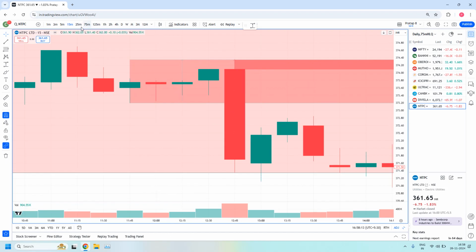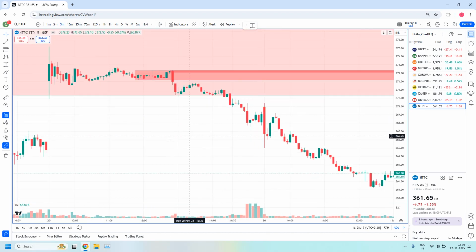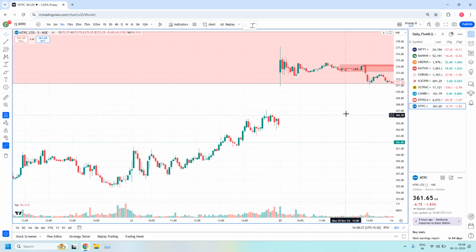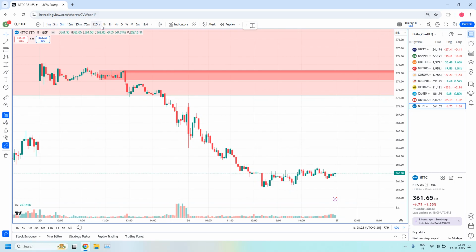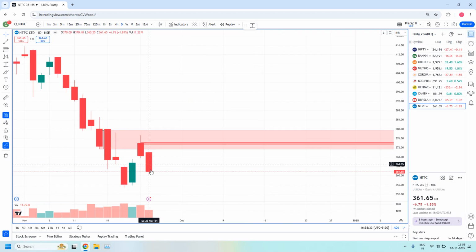Within this 15 minutes, we have a 5 minutes fine-tuned zone. Here we have a rally-based drop and follow-through candles. This is the fine-tuned 5 minute zone. But today prices didn't enter into the zone. See, this is today's candle. Next time in the retracement, probably it may. Now prices are moving down.